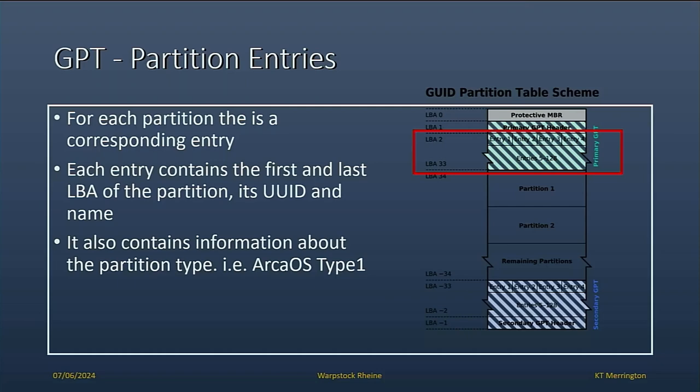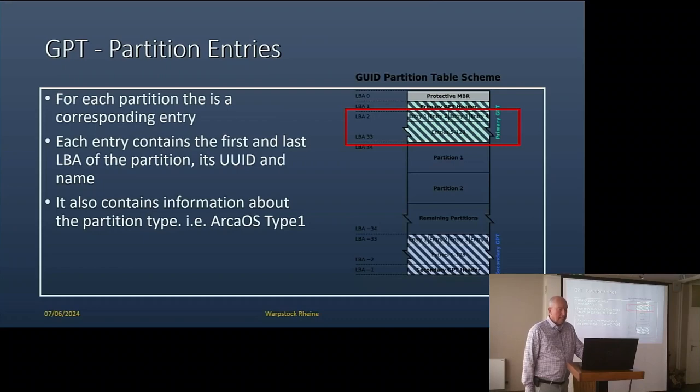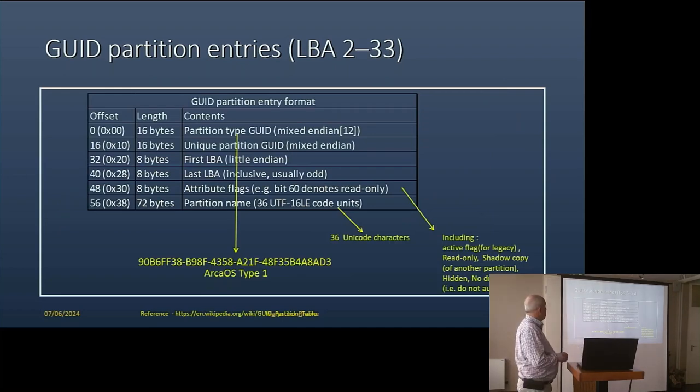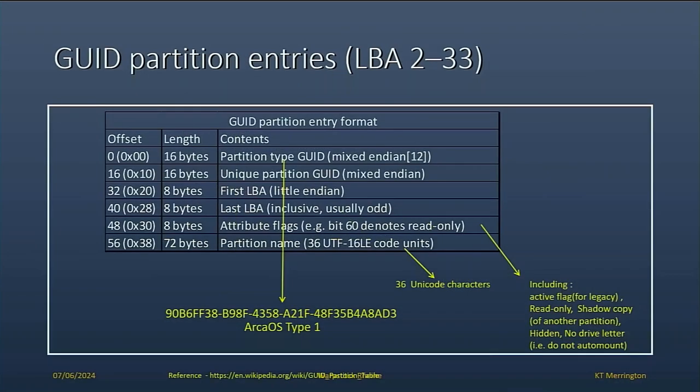It also contains information about the partition type. Whereas previously in MBR we had certain codes which we knew then was FAT32 and so on and so forth, now we have information on the partition type. In ArcOS, we have ArcOS type 1. If we have a look, we will see, and this is just one of the entries, the partition type in mixed endian, which means it looks like this. This is how we'd always describe a GUID. And in this case, that special number is ArcOS type 1. If it's something else, it's something else. You also have partition name and some flags.